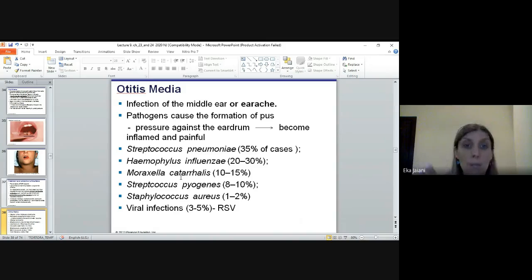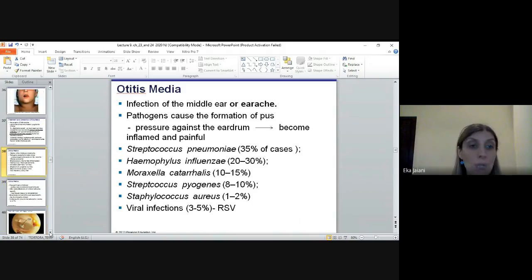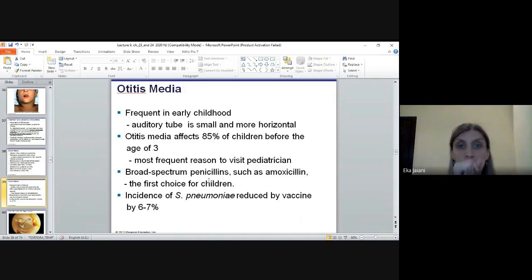Also, there are viral infections, and these are the bacteria that usually cause otitis media, very often Streptococcus pneumoniae, Haemophilus, Moraxella, Streptococcus pyogenes, Staph aureus, and viral infections. Respiratory syncytial virus can lead to otitis media. Influenza virus can also lead to otitis media.